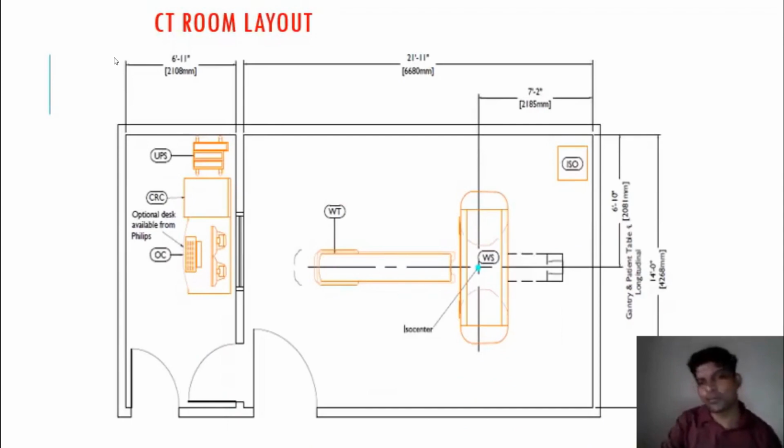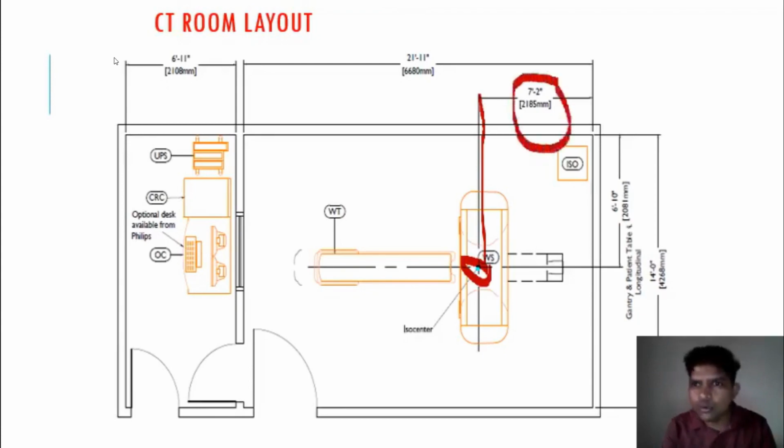This is a layout proposed by our Indian organization, where you can see the isocentric area. From here to the wall, the distance is supposed to be 7.2 feet, the minimum distance to be kept from the isocenter.